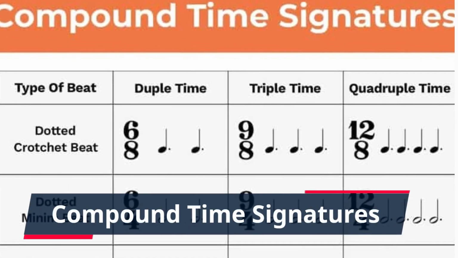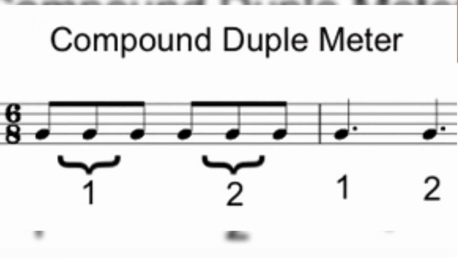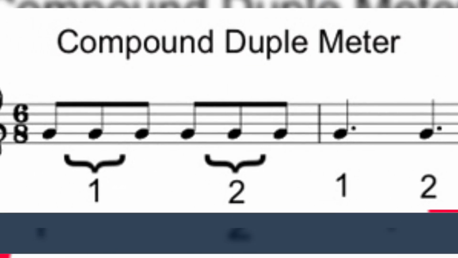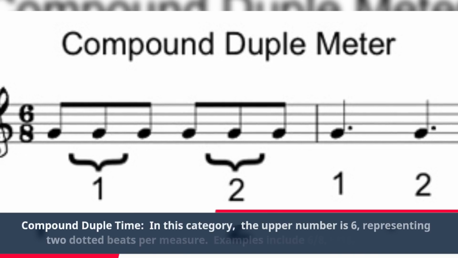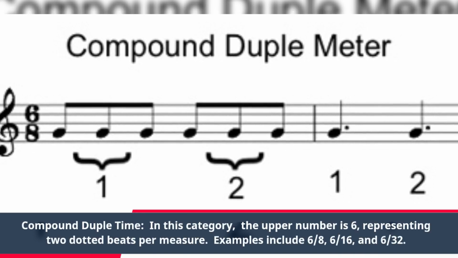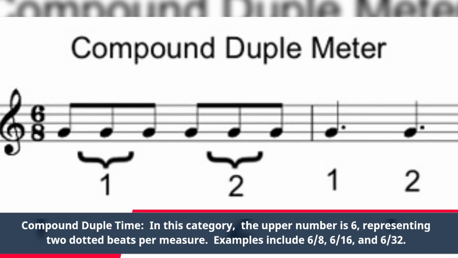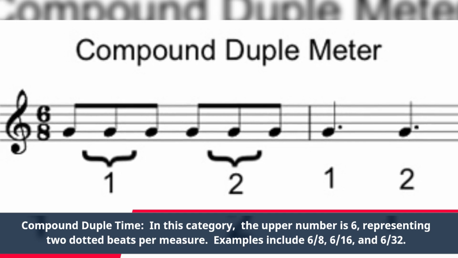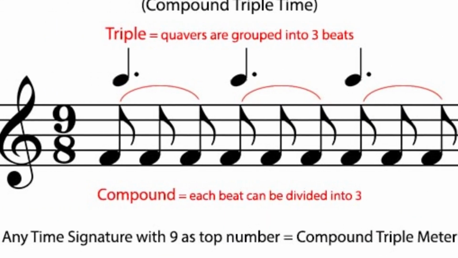2. Compound time signatures. Compound duple time. In this category, the upper number is 6, representing 2 dotted beats per measure. Examples include 6/8, 6/16, and 6/32.